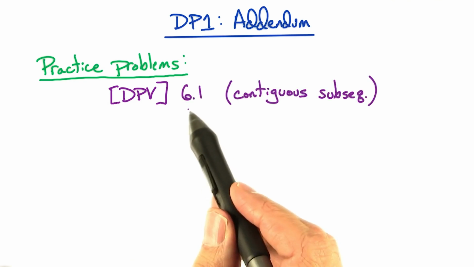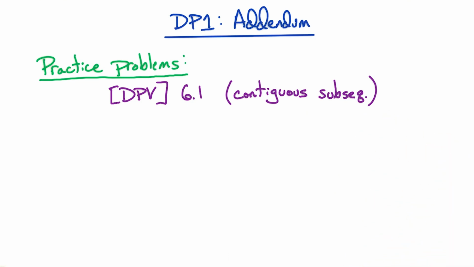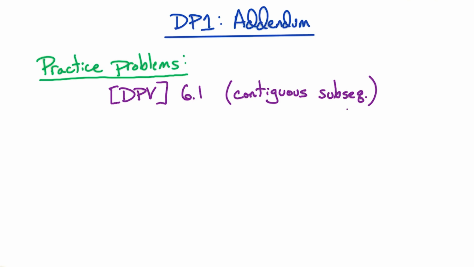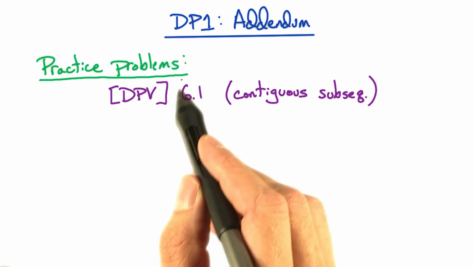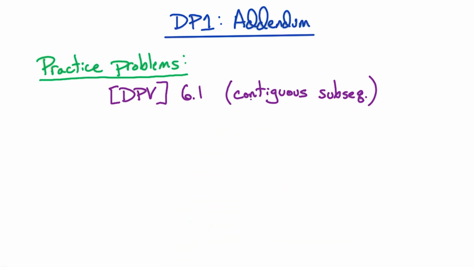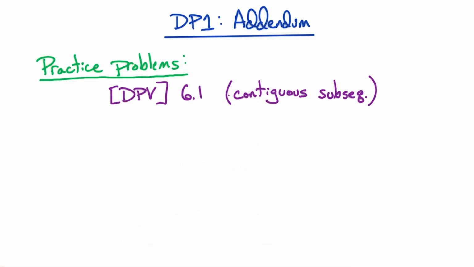There's problem 6.1, which is about finding a contiguous subsequence of maximum sum. Now note, a contiguous subsequence is the same as a substring. Whenever I assign you a homework problem, I'm always going to tell you some little blurb about what the problem is about, so you can identify it. Because some of the online versions of this textbook have different numbering, you should always make sure it's the correct problem if you have an online version.